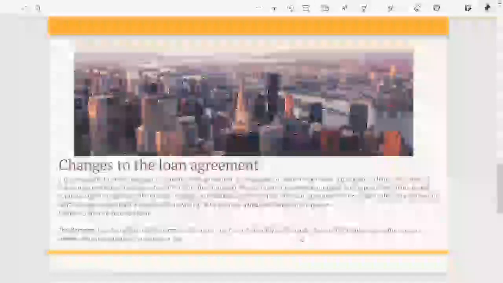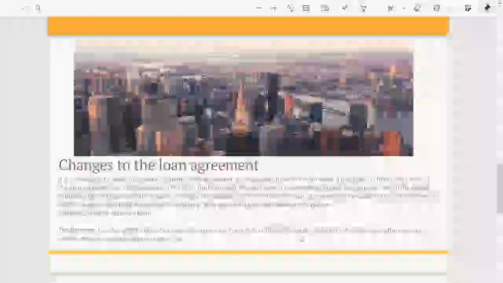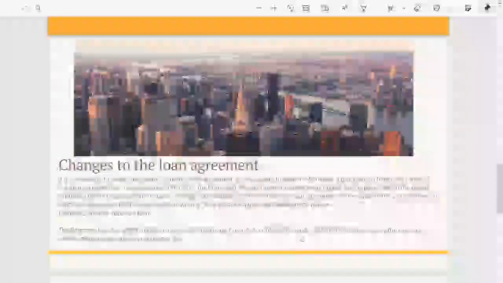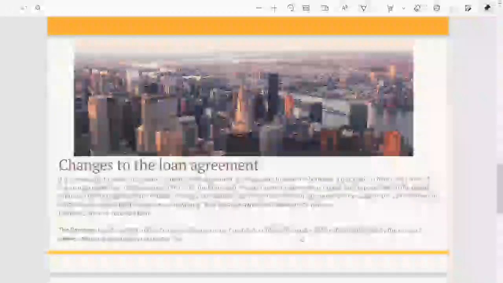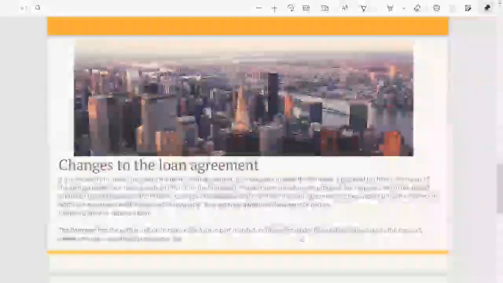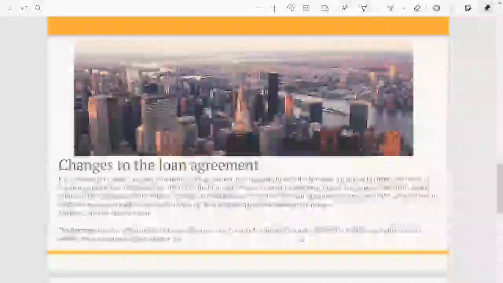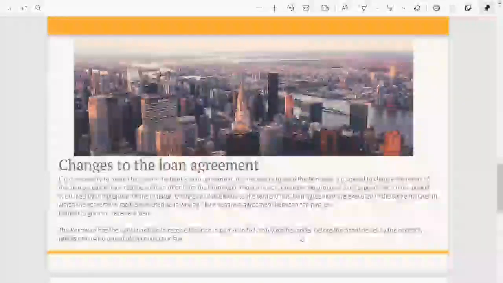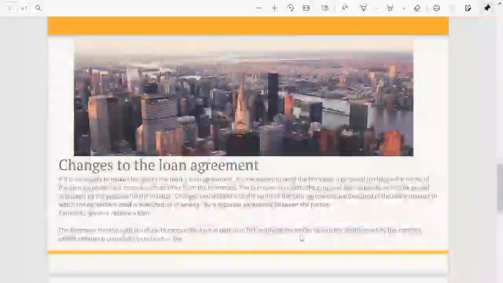Change to the loan agreement. If it is necessary to make a change to the bank's loan agreement, it is necessary to send the borrower a proposal to change the terms of the loan agreement or receive such an offer from the borrower. The borrower considers the proposal and responds within the period stipulated by the proposal of the initiator. Changes and additions to the terms of the loan agreement are executed in the same manner in which the agreement itself is executed: in writing, by a separate agreement between the parties.